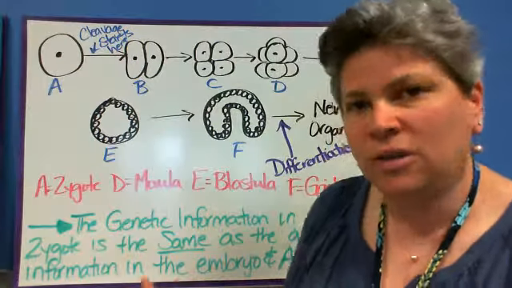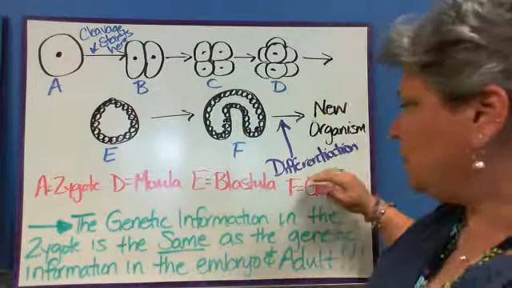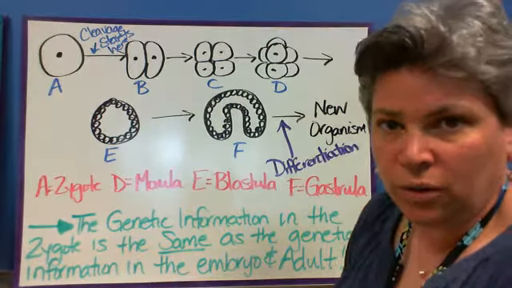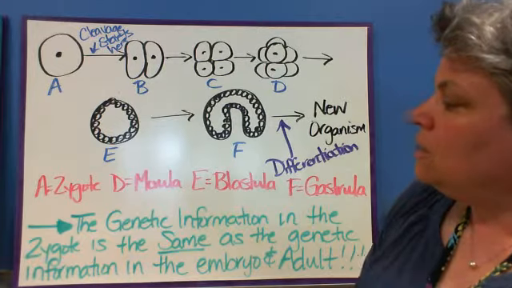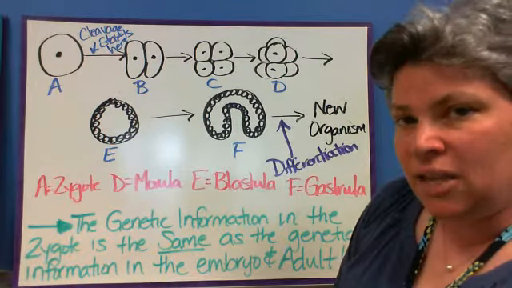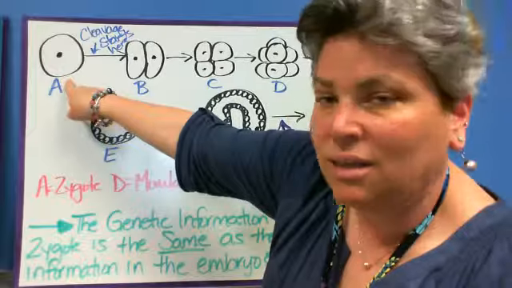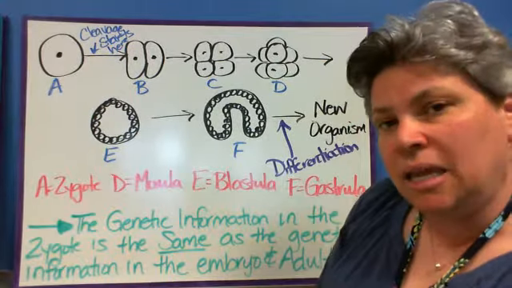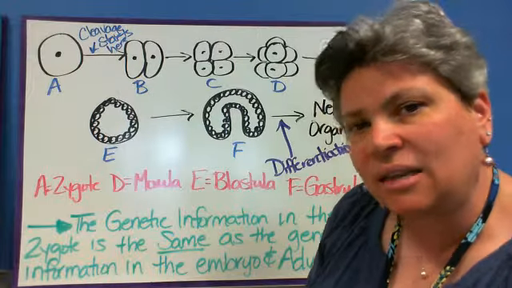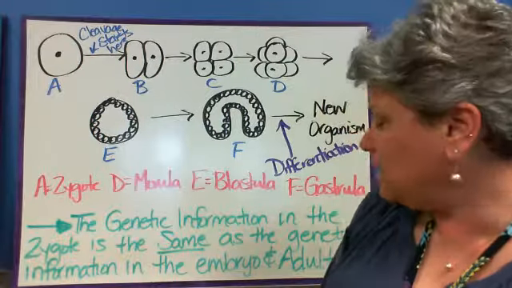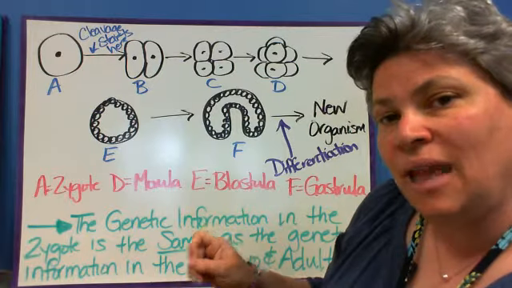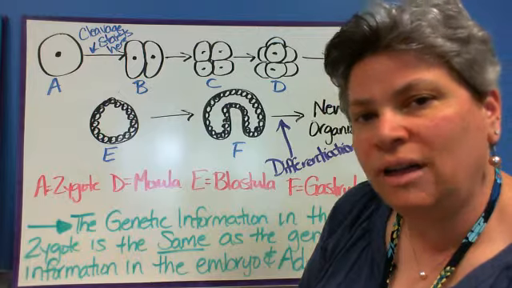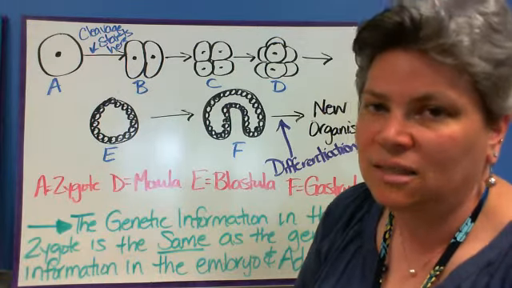The process is very similar in the fact that when differentiation takes place, that's when you're going to end up with your new organism. The genetic information in the zygote, so the genetic information that I have here in my zygote, is exactly the same, completely genetically exactly the same as the information that I'm going to have in the embryo and that I'm going to have in the adult. All of that information is exactly the same.